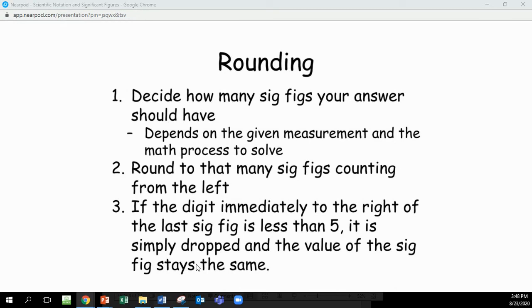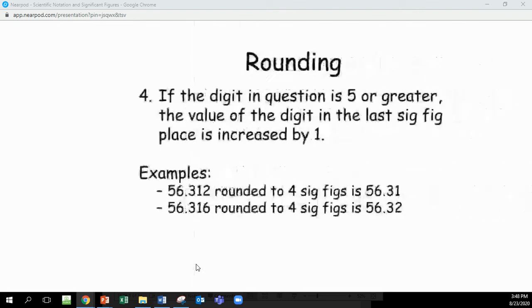So what you need to do when you're rounding, these are the same rules you've always had. First thing you have to do is figure out how many significant figures your answer should have. And that's going to depend on the given measurement and the math process that we need to solve. Okay? You're going to round to that many significant figures, counting from the left. If the digit immediately to the right of the last significant figure is less than 5, you're going to drop it. You're going to drop the value, otherwise you're going to go up. So what does that mean?